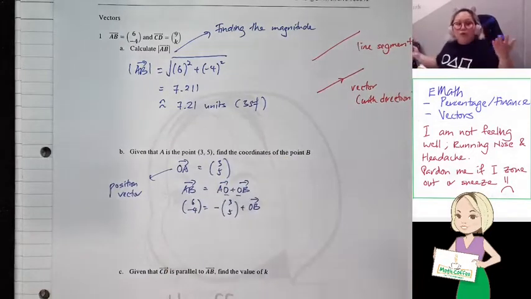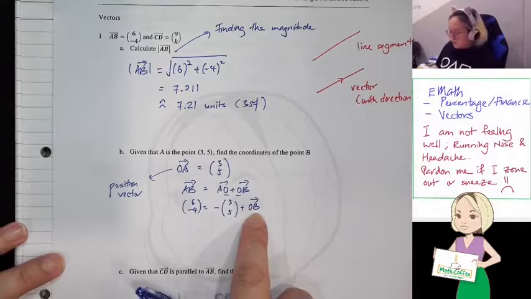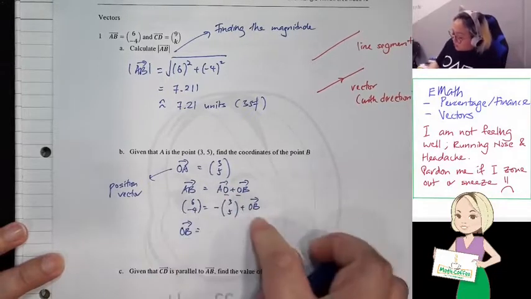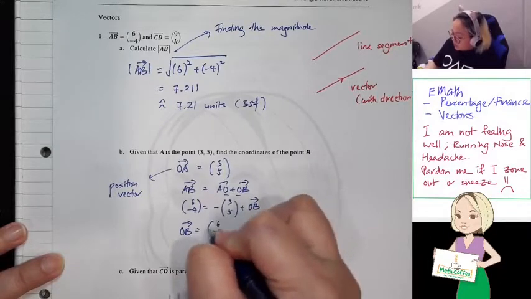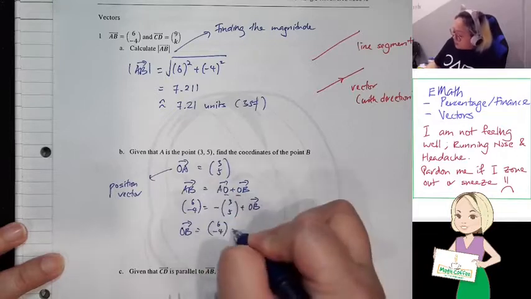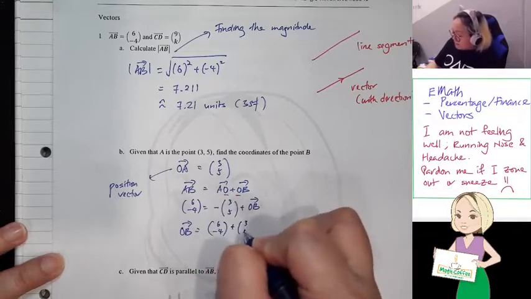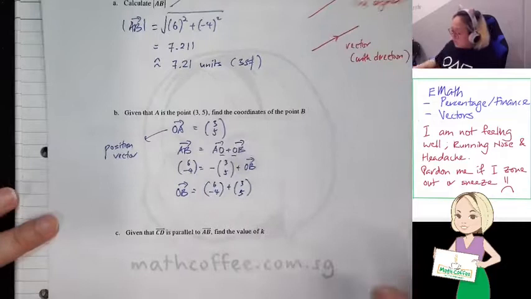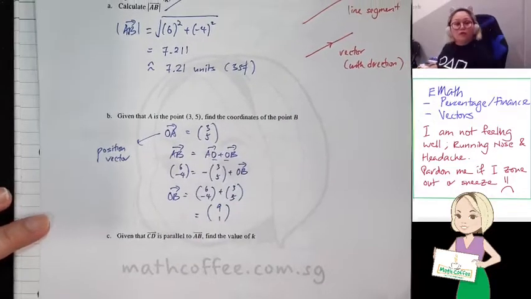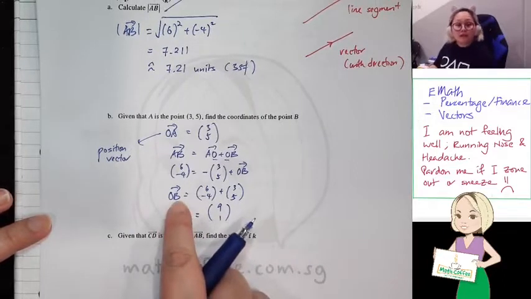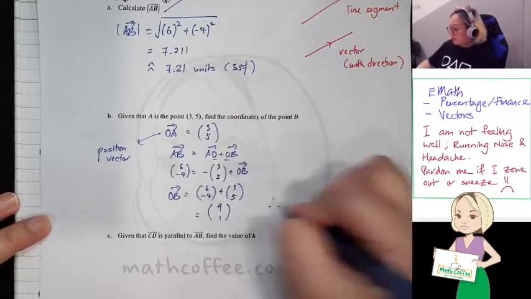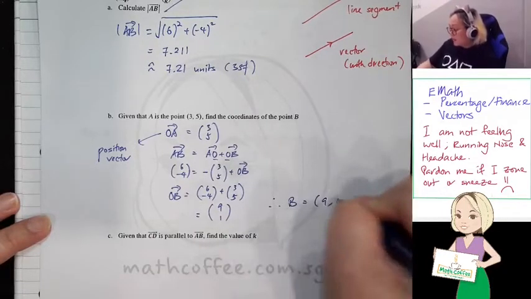And it's just like algebra. I just want to solve OB, so I'm going to make OB the subject. So OB is equal to (6, -4) minus (-3, -5). Minus (-3, -5), bring over, so it's plus (3, 5). And that will give us (9, 1). So this is the position vector of B. But they want the coordinates, easy. So you will say, therefore, B is equal to (9, 1). Done.